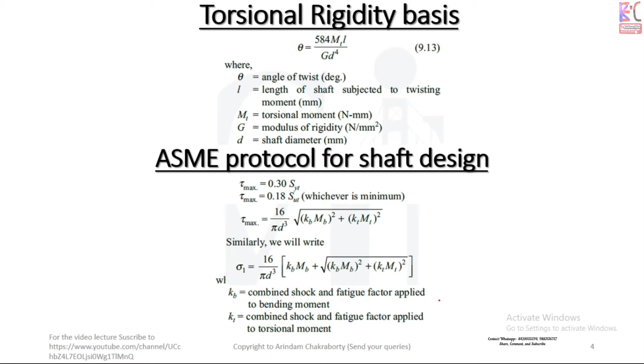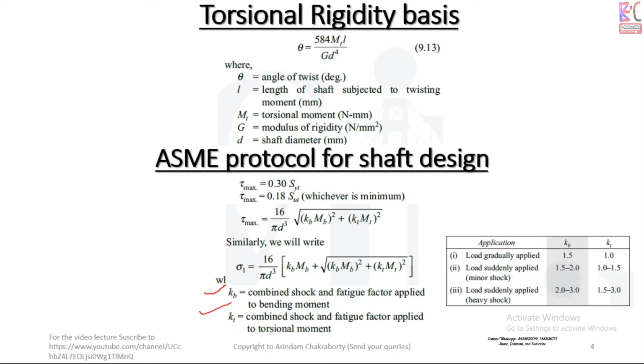That means Kb talks about the shaft getting failure due to bending, and when the shaft fails due to torsion, you have to give Kt. That means Kb and Kt are mathematical factors which have been derived after a number of calculations and experimentations.